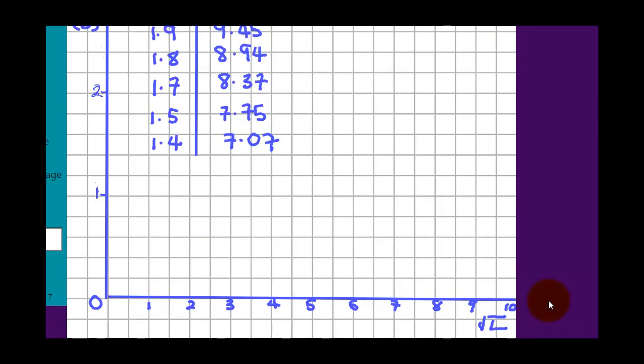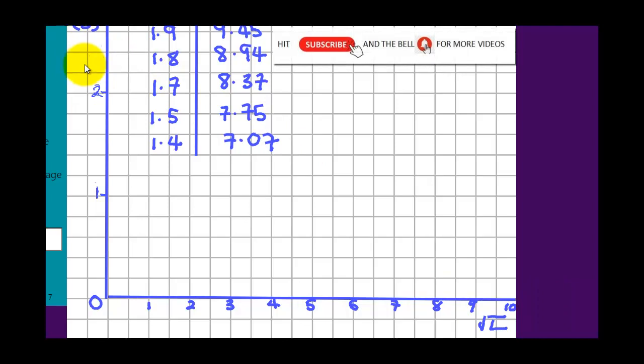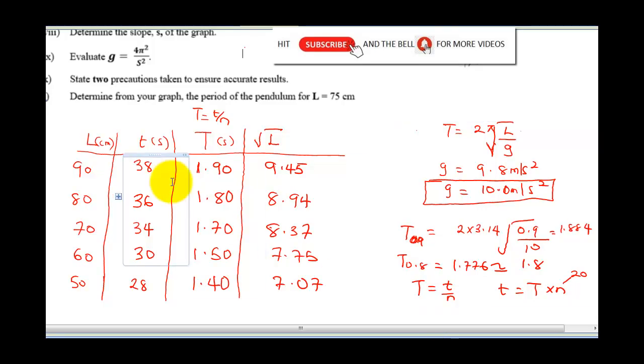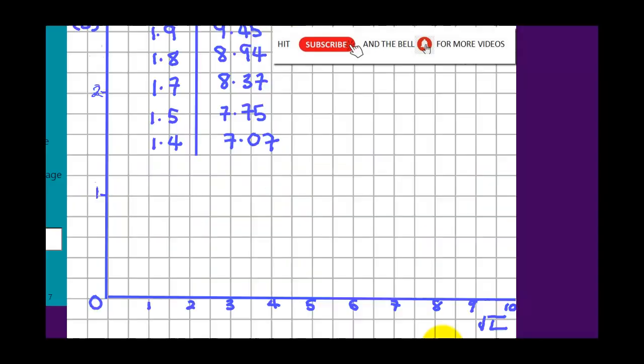Okay, so this is our graph which shows T against square root of L. Now, notice our y-axis is carrying our T, which is in seconds, and our scale here, each small box represents what? 0.2. So x here, each small box represents what? 0.5. So we are going to be plotting a graph of T versus square root of L. Now this is where we got our table of values from.